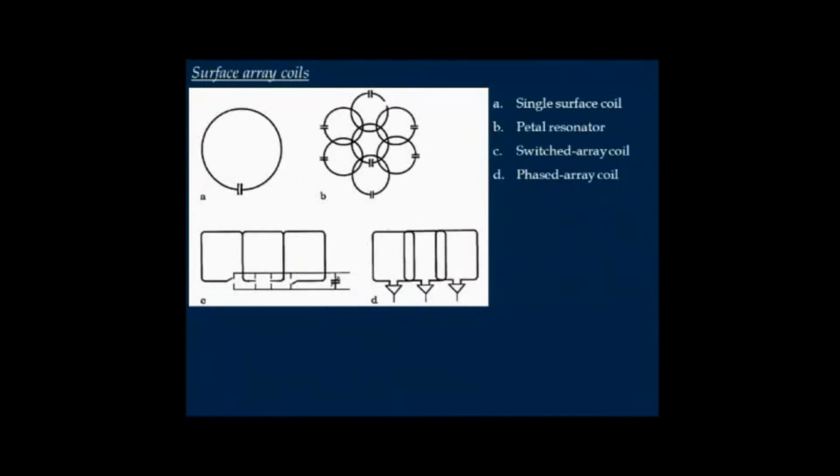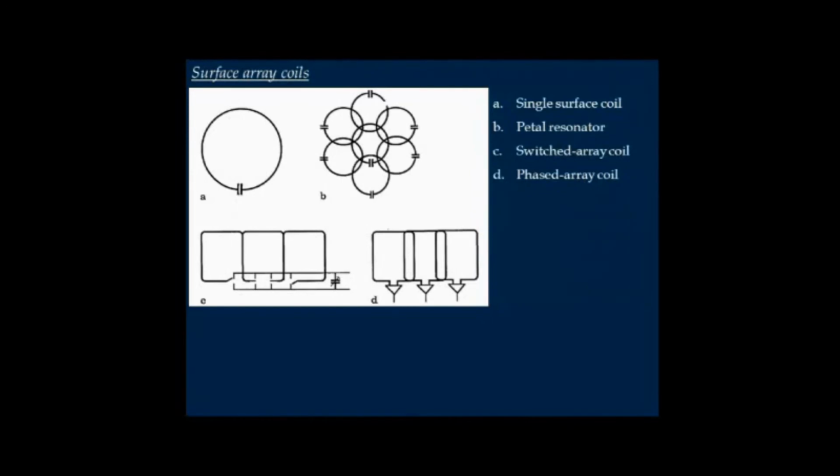To overcome this, surface coil arrays have been built. So just a lot of surface coils beside each other would be a petal resonator, or a switched array, which is a principle still in use a lot, where you can turn on and off certain coils, adjust them to the field of view you want to see, and turn off the others you don't like, which only would generate noise.